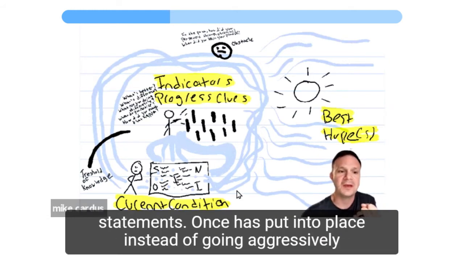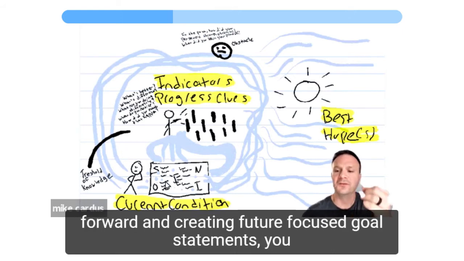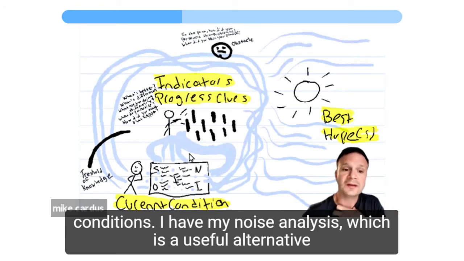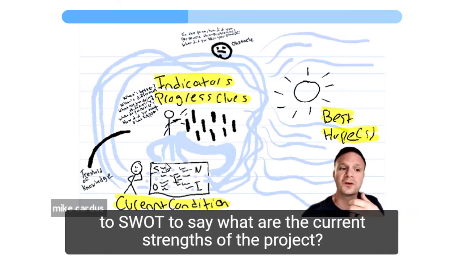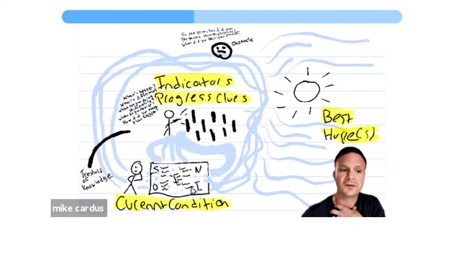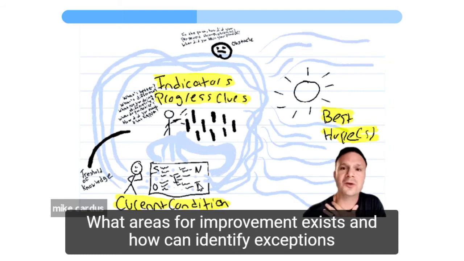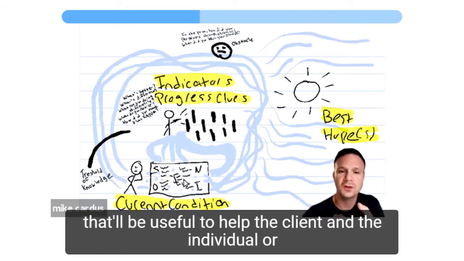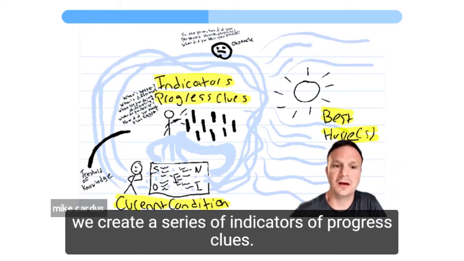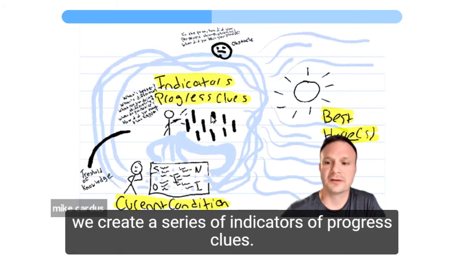Once that's put into place, instead of going aggressively forward and creating future-focused goal statements, you look at the current conditions. And you'll see inside current conditions, I have my noise analysis, which is a useful alternative to SWOT to say, what are the current strengths of the project? What are the needs of the project or team? What are the opportunities? What areas for improvement exist? And how can we identify exceptions that'll be useful to help the client and the individual, or you when you're stuck, move forward? From there, we pause and we create a series of indicators of progress clues.